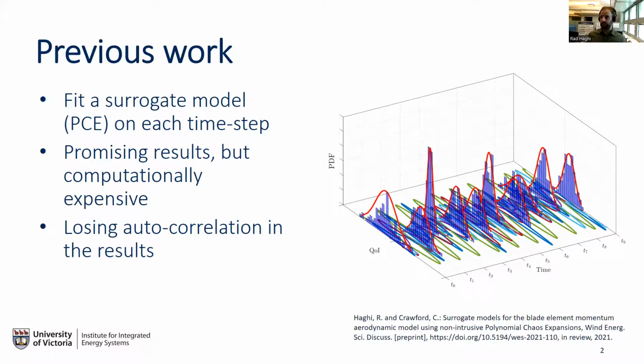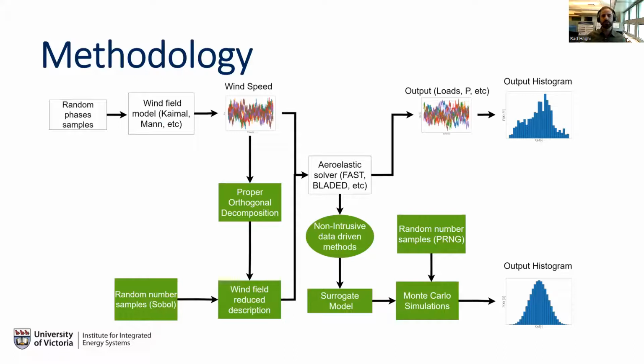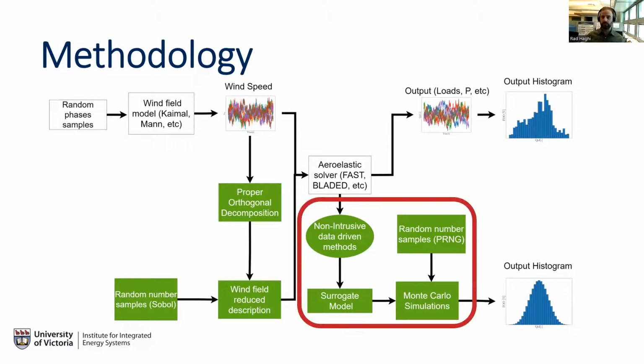Going back to this work, the problem was we were losing autocorrelation, which is important for us if we want to calculate the fatigue loads on a wind turbine. So we decided to change the method in order to incorporate the autocorrelation that we have in the time series. We decided to use proper orthogonal decomposition to reduce the wind field, then run the simulation based on that, and then go through a non-intrusive data-driven method to build a surrogate model and run more Monte Carlo simulations. In theory, it looks very good. And this is the actual part that we're going to talk about today.